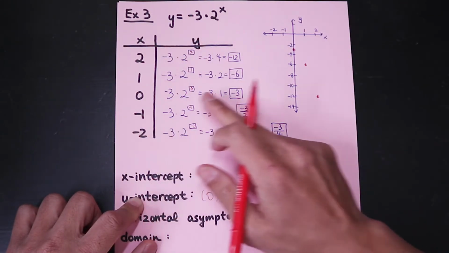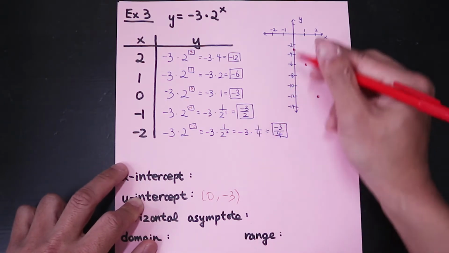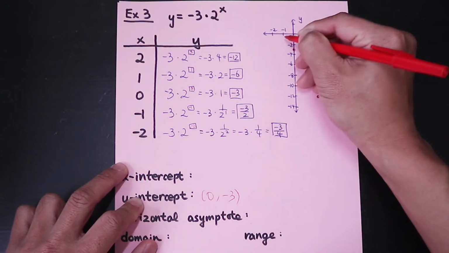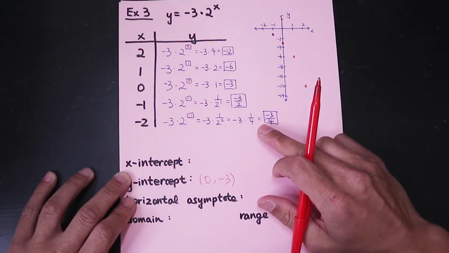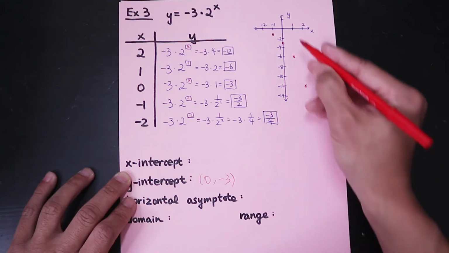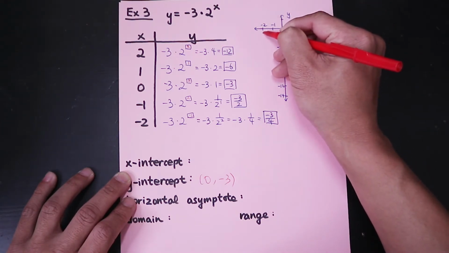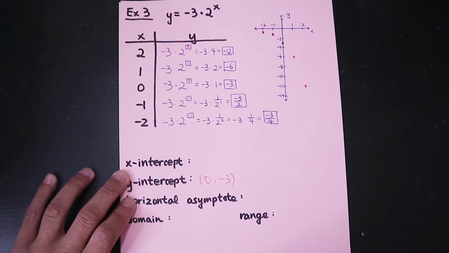Then when x is negative 1, the point is negative 1 comma negative 3 halves. Now this is between negative 2 and negative 1. So it should be negative 1, and then it's like right here. And finally, when the ordered pair is negative 2 comma negative 0.75, which is kind of close to negative 1, my ordered pair is like right here, right? Kind of getting close to the x-axis, but not quite.